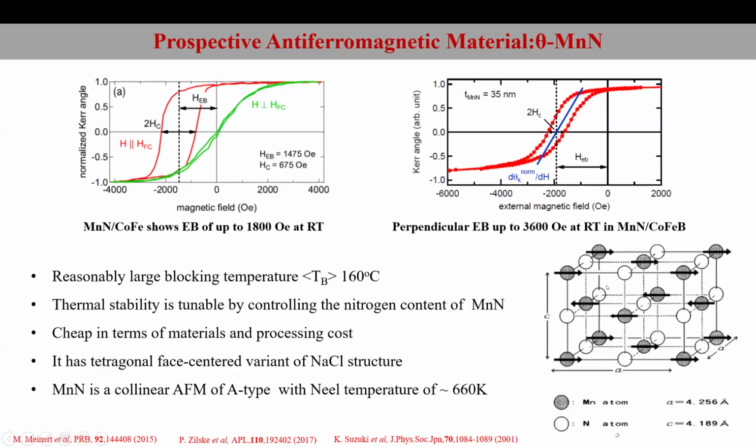It has a tetragonal phase variant of the NaCl structure, and magnetically it is an A-type antiferromagnet, that is, the coupling within the plane is ferromagnetic, whereas the interplane coupling is antiferromagnetic.